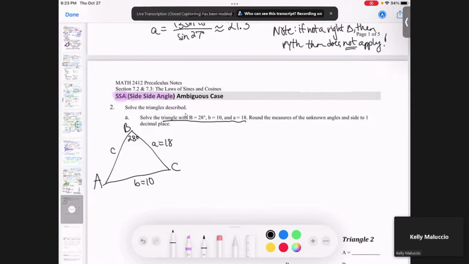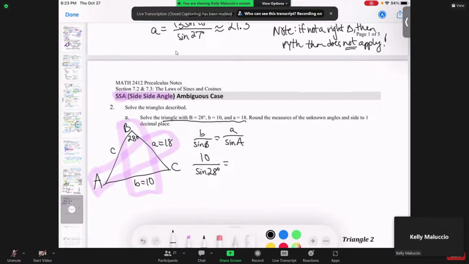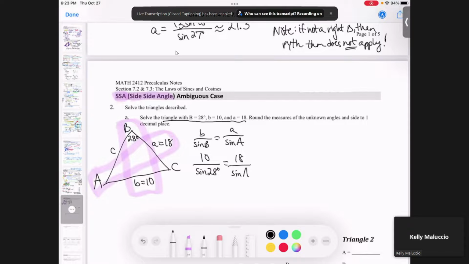So what we want to do is figure out what we can use here. We can use law of sines, but this is maybe a little bit more work, maybe not. So first up, I will take what I know. I don't know capital A, but I know little a, and I know both B's, right? So I'm going to think of little b over sine capital B has to equal little a over sine capital A. So I'm going to fill that in. I'm going to say 10 over sine of 28 degrees has to equal 18 over sine of capital A.